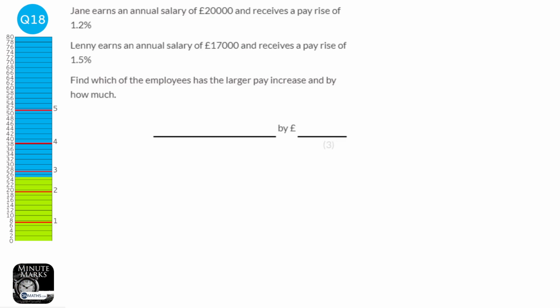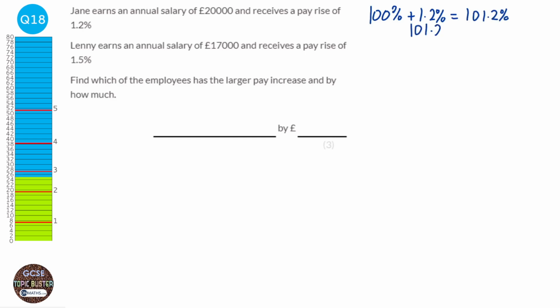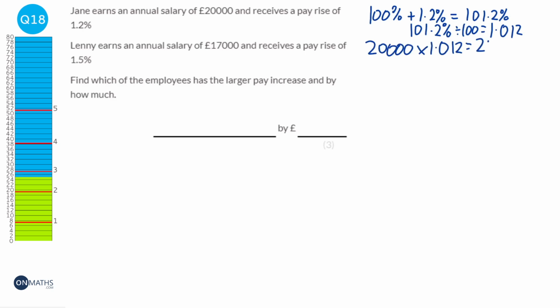Firstly we're going to work out what the percentage increases are as a multiplier. So we start off with 100%. Jane has a 1.2% pay rise, and so that would be 101.2%, and we divide that by 100 to make it a multiplier. So the multiplier is 1.012. So we get the 20,000 times it by 1.012, and that gives us 240. Next we do the same for Lenny.